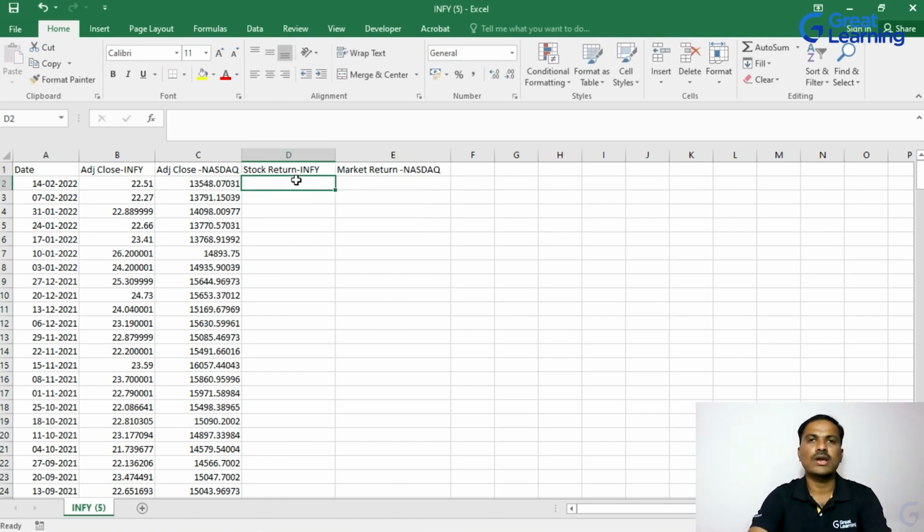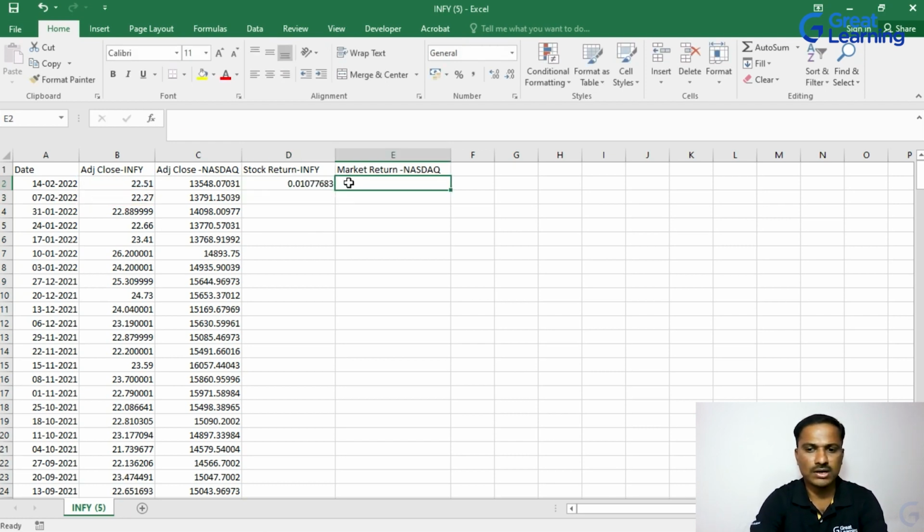Okay, so how to calculate stock returns? There is a formula for the calculation of return. So what is the formula? Today's price minus yesterday's price, divided by yesterday's price.